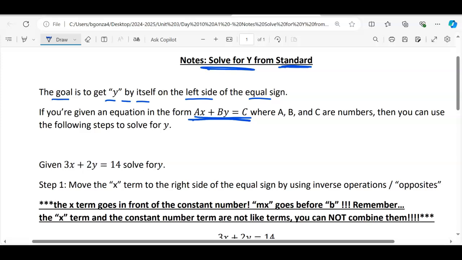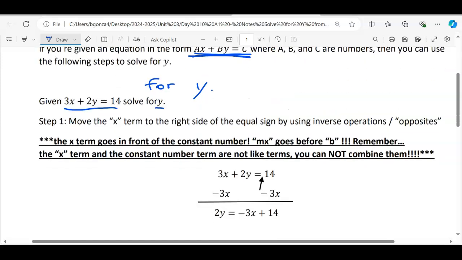So we're going to be given this equation. We're going to solve for y, not 4e, but 4 space y, period. All right, that was a little spacing typo there. But number one, step one, move the x term to the right side of the equal sign by using inverse operations or what we call opposites, okay?